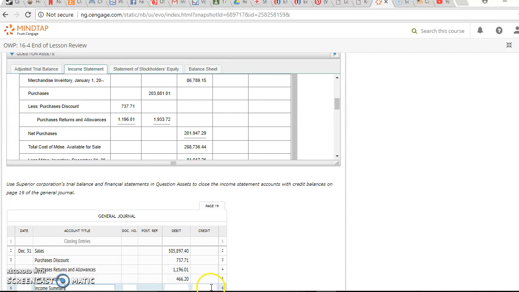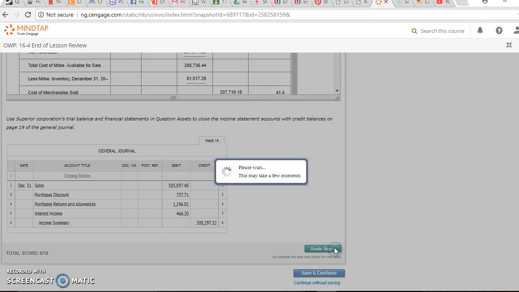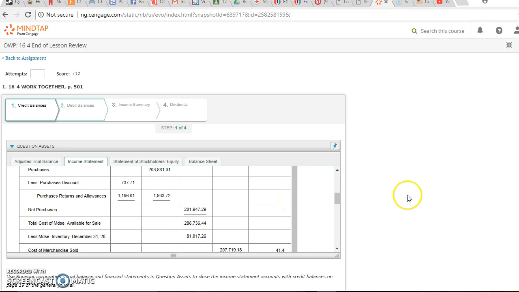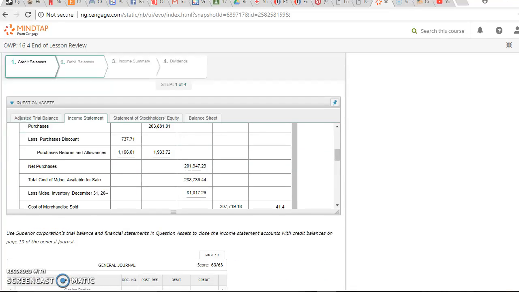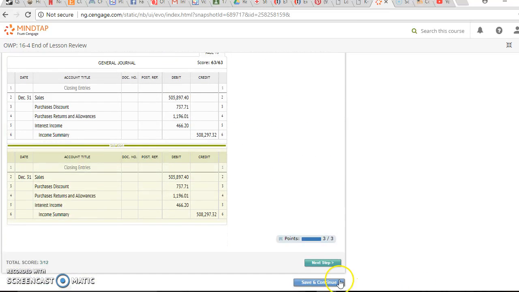We've got to add those up to get the total. So we'll add those up and then come back. Okay, so those are the income statement credit accounts. The first step is just to record and journalize the closing entry for those accounts. So let's grade that and see how we did. Alright, so we're good there.